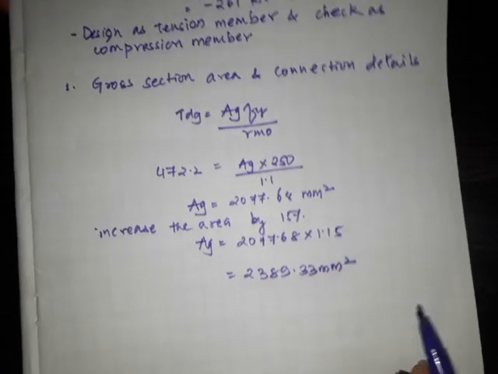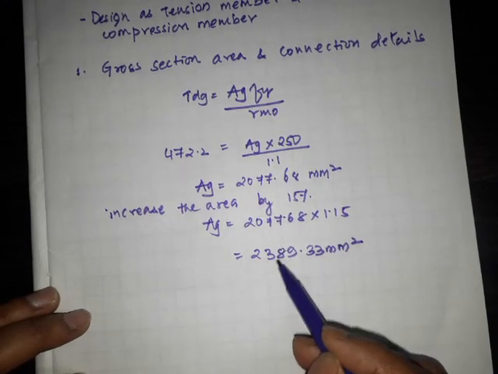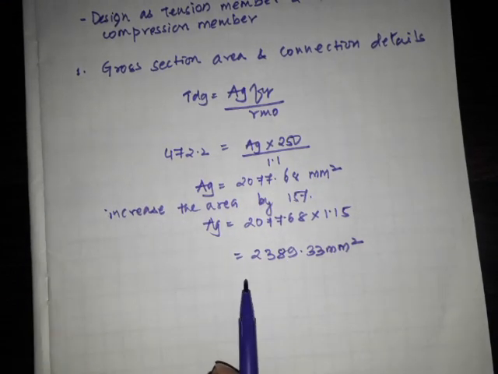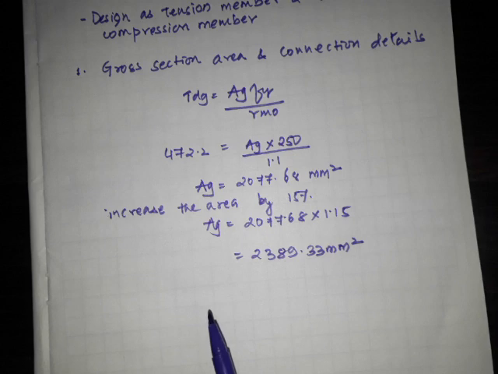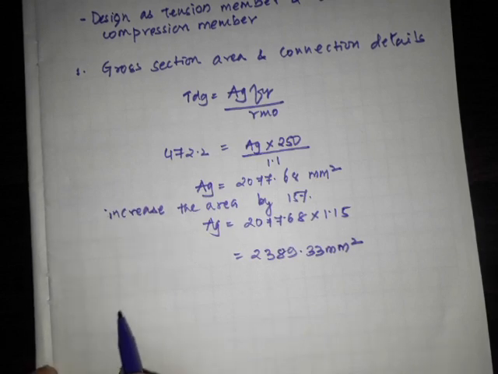Okay, so now what you have to do? You have to go back to the steel table and you have to find out double angle sections back to back. So once again I will remind you, you have to try to choose double angle back to back, that is equal angle. Okay, try to choose equal angle back to back. Okay, so let us try.